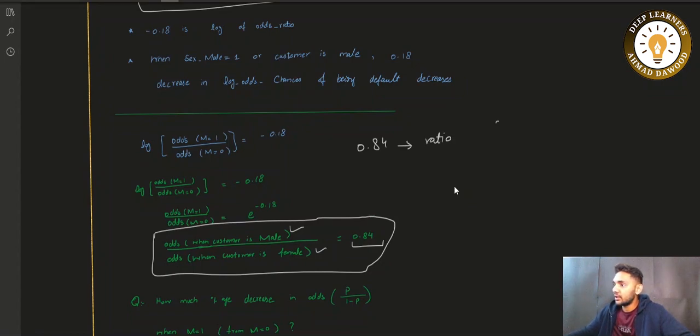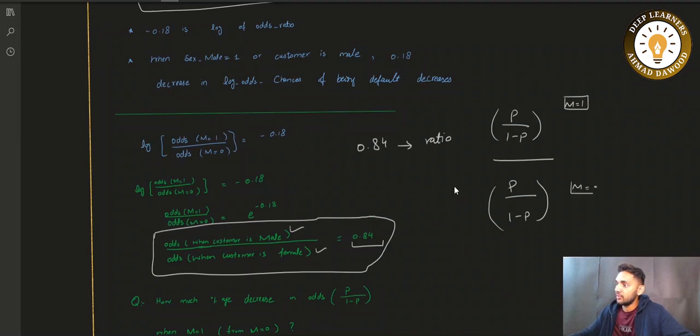Here, instead of odds, I will write properly p by 1 minus p, divided by p by 1 minus p. This is p when the customer is male, male equal to 1, and this is when the customer is female. So 0.84 is actually this one, the ratio of odds.